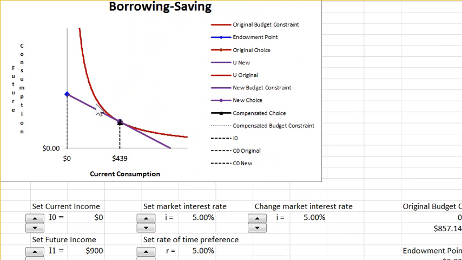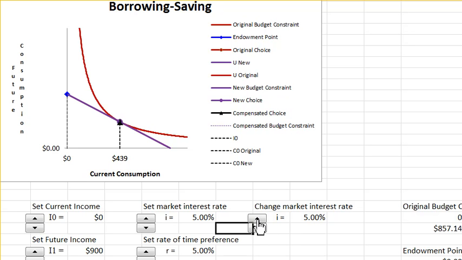Okay, let's look at the graph now. You have several controls here. You can set current income, which at the moment is set at 0, and future income, which is set at 900. That gives this blue diamond point here. You can set the current market interest rate. You can set this time preference parameter, what we just mentioned, and we're going to do comparative statics with respect to the interest rate, so that's what this control is for. So let's start doing that.